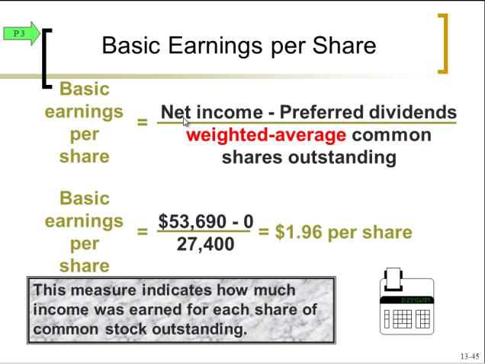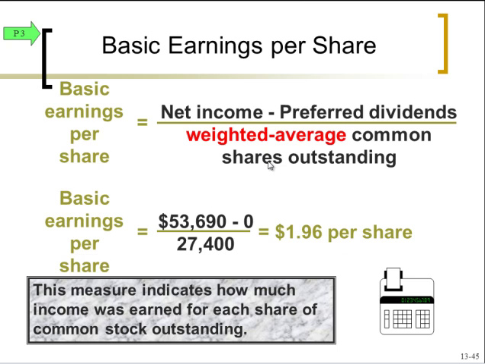Now we have basic earnings per share. We're jumping to that one. We're talking about the common stockholders' earnings per share. So we take net income, and then we subtract out preferred dividends that aren't going to be able to be paid out to common shareholders. These are for the preferred shareholders only. So this is basically the net income that's left for the common shareholders to share in. We divide it by the weighted average common shares outstanding.